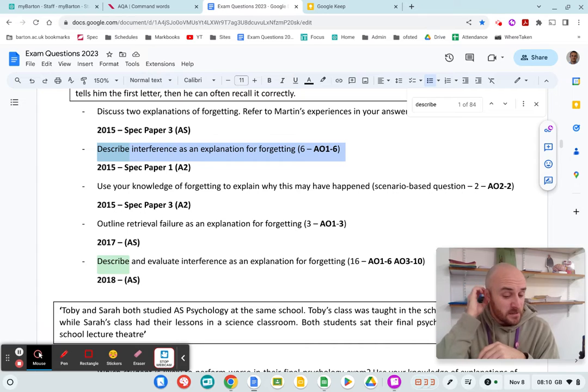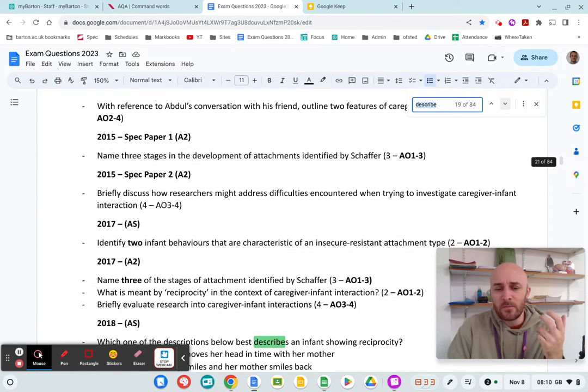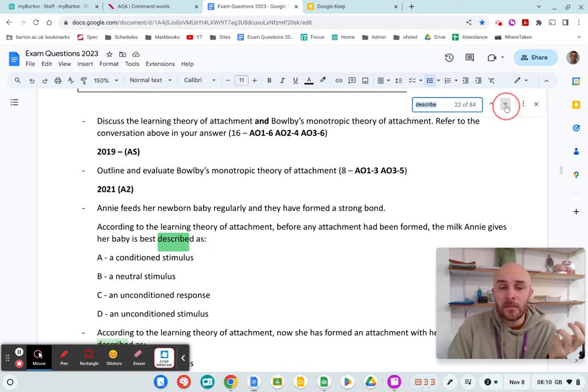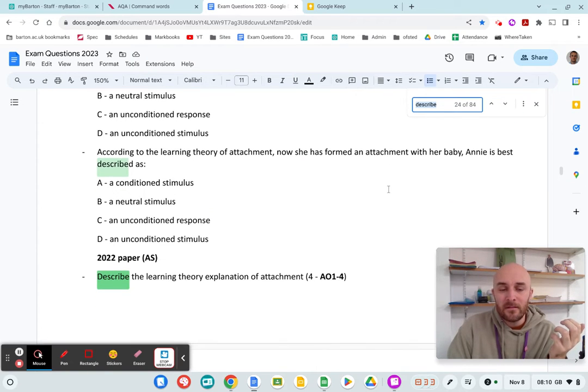Describe is pretty easy. It's pretty straightforward. It comes up quite a lot in describe and evaluate questions, for example. So they're the basic essays. They're the basic ones. They're the really easy ones to wrap your head around. Describe can be quite difficult sometimes. Just trying to find one. Yeah, I mean, they're pretty simple.